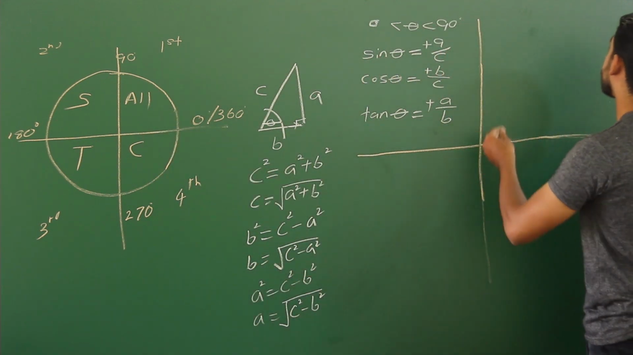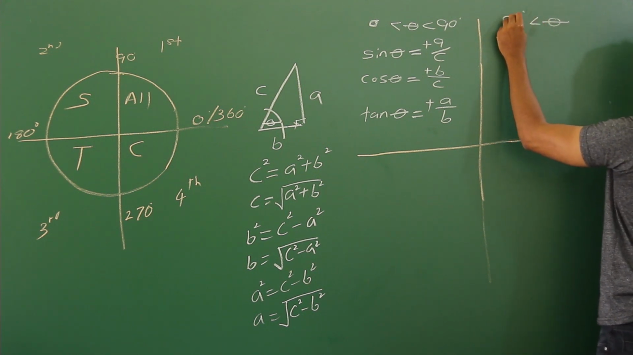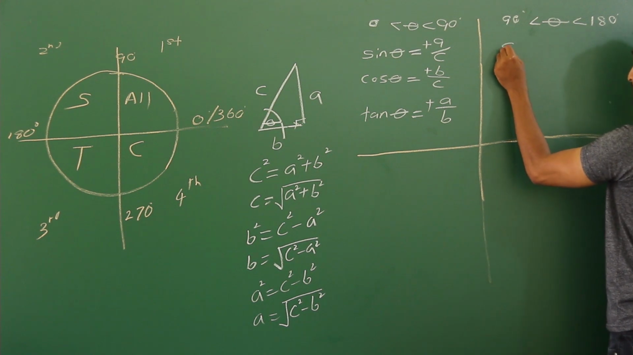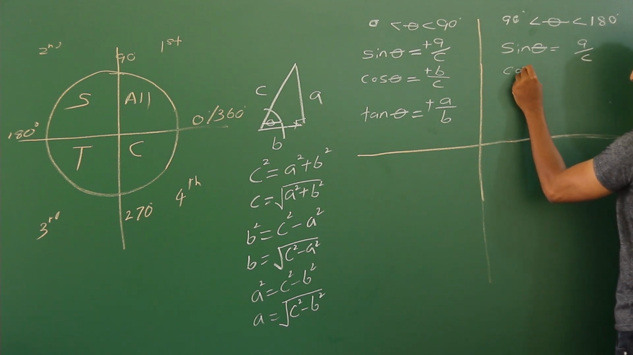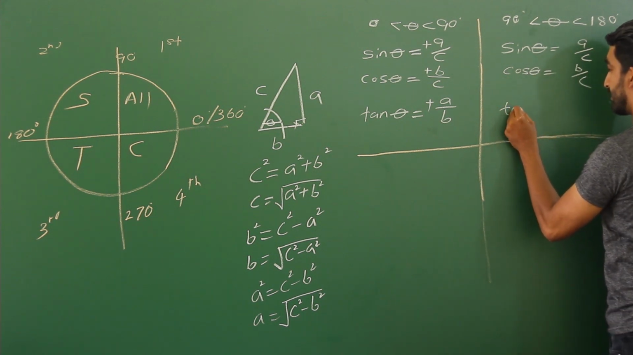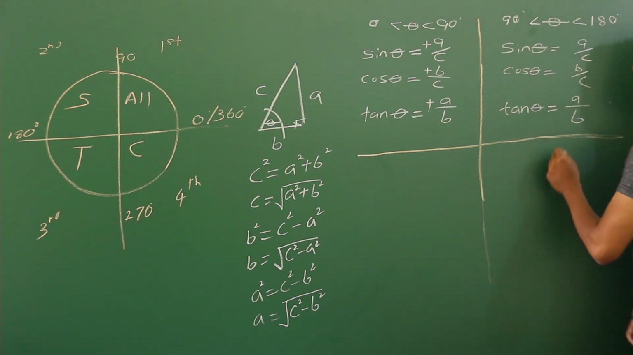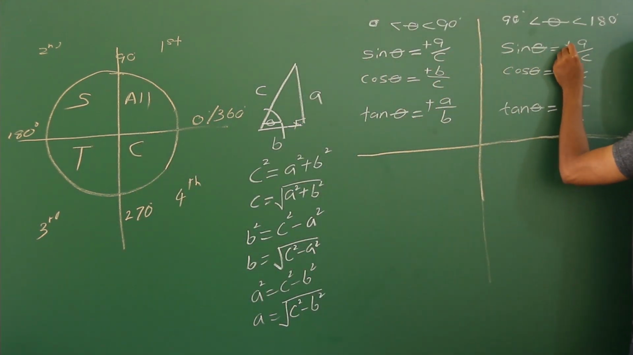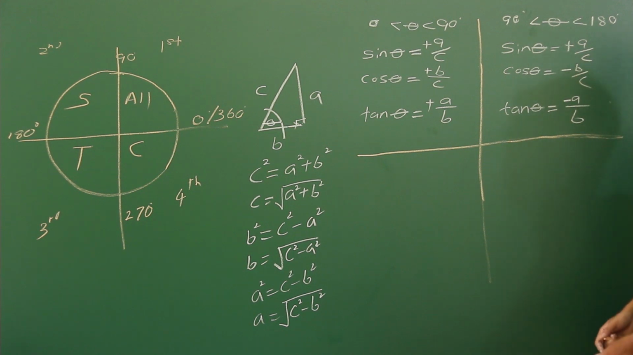Now if you consider the second quadrant, which is between 90 degrees and 180 degrees, let's say I'll just write sine theta equals A over C, cos theta equals B over C, and tan theta equals A over B. By the way, in this second quadrant only sine is positive, so this is positive, but what about these two? These should be negative. This is what you must understand here.